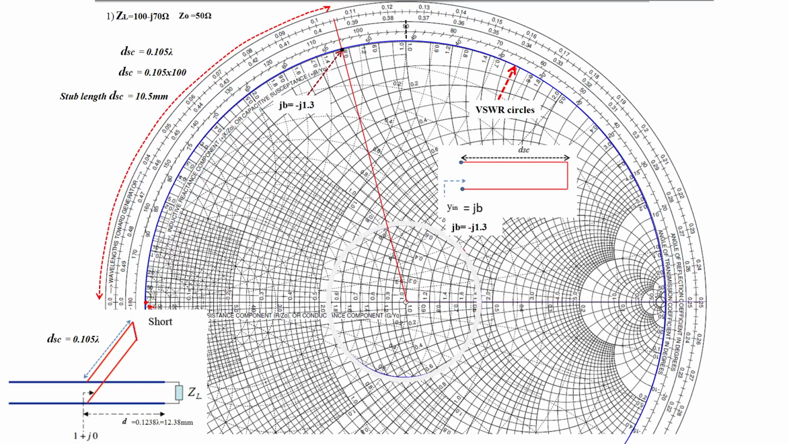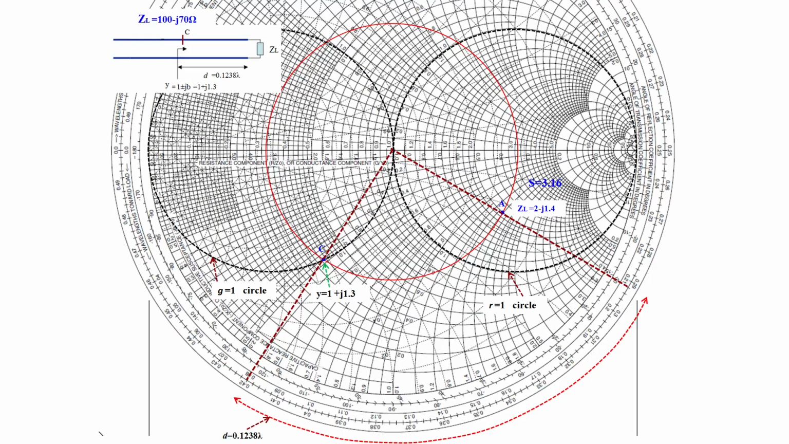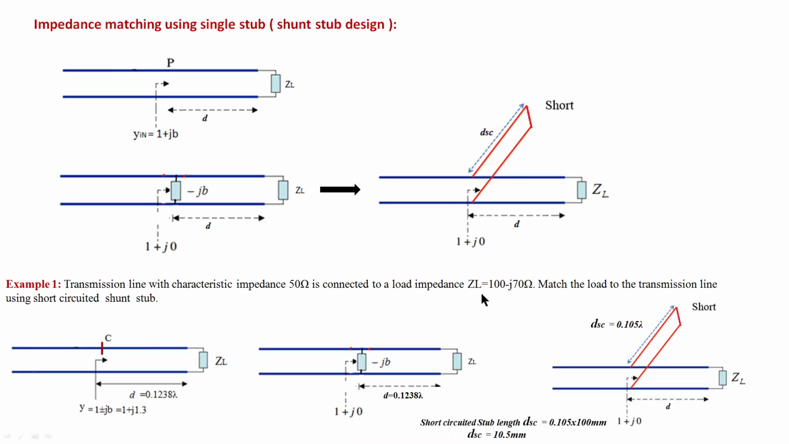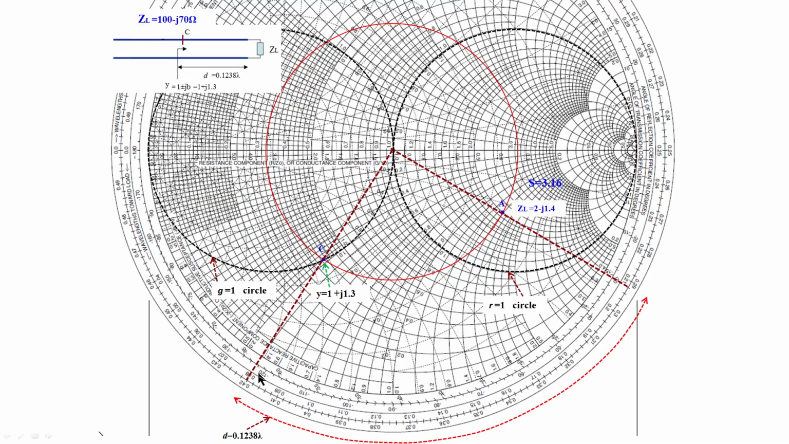This is called a single stub design. And in this particular problem, we came across a shunt stub. Shunt stub means you should find out a position at which the admittance has this form. So this is about stub design, single stub. This is called a single stub design.